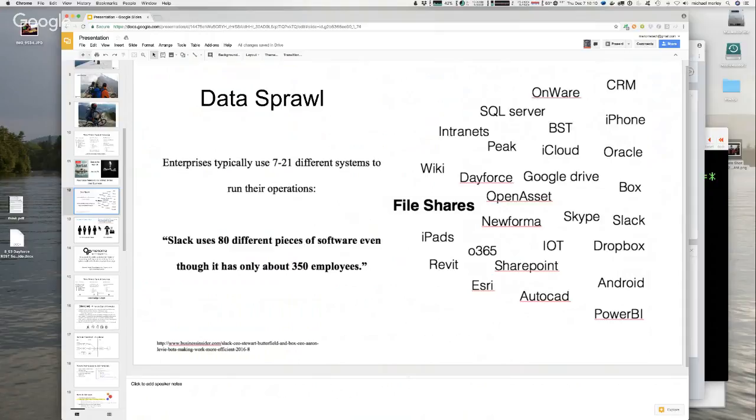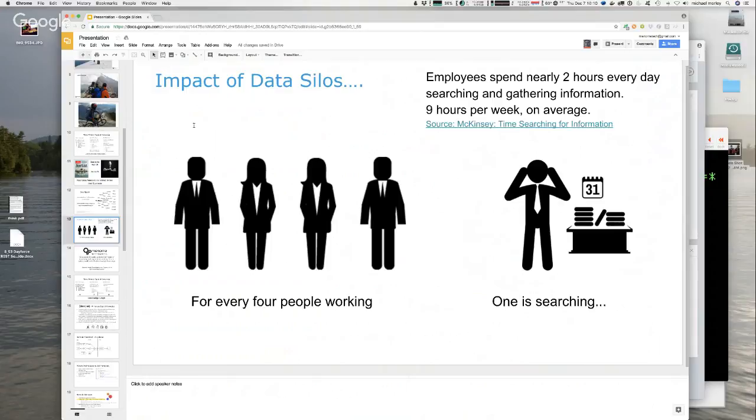It happens on a couple of fronts. An HR system has its own way of describing people that are associated with the business. The project management system has its own way of describing the projects and so on. So what ends up happening is employees spend up to 2 hours a day, this is a McKinsey study, searching and trying to gather information to do their jobs, to make decisions. So for every four people you have working, you have one searching for the thing that they need to do their jobs.